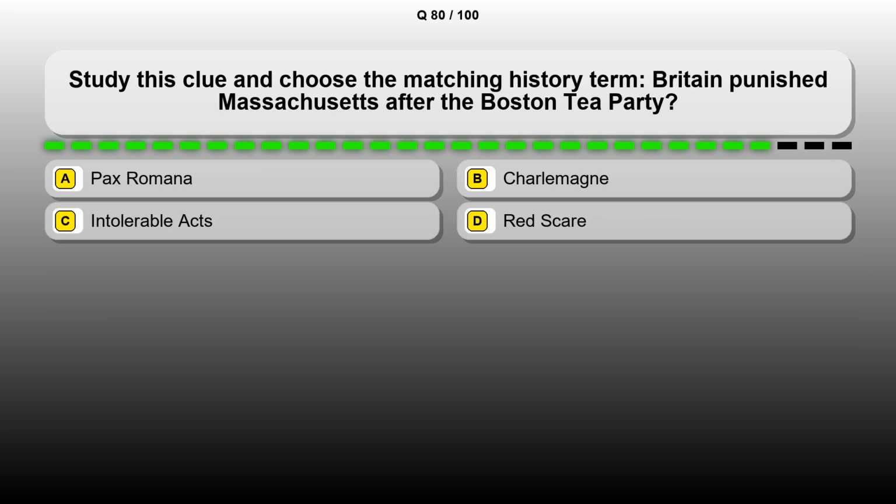Question 80. Study this clue and choose the matching history term. Britain punished Massachusetts after the Boston Tea Party. Option A, Pax Romana. Option B, Charlemagne. Option C, Intolerable Acts. Option D, Red Scare.